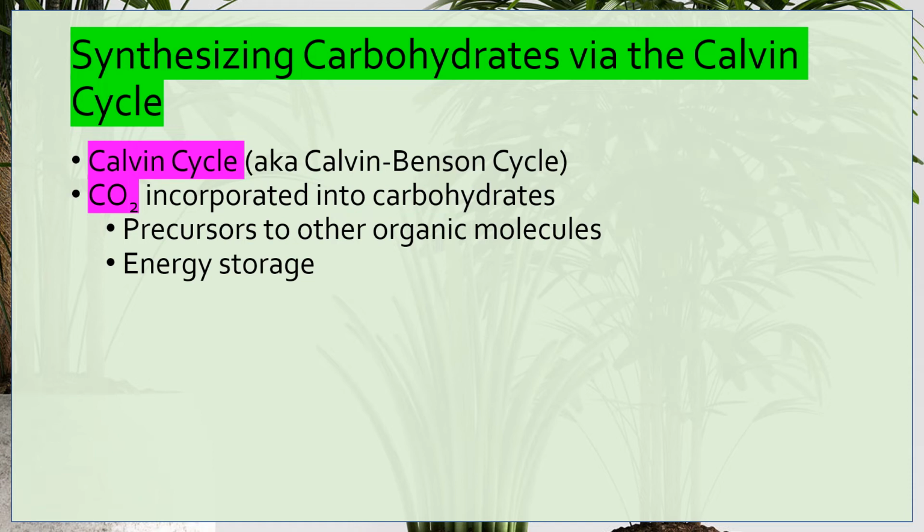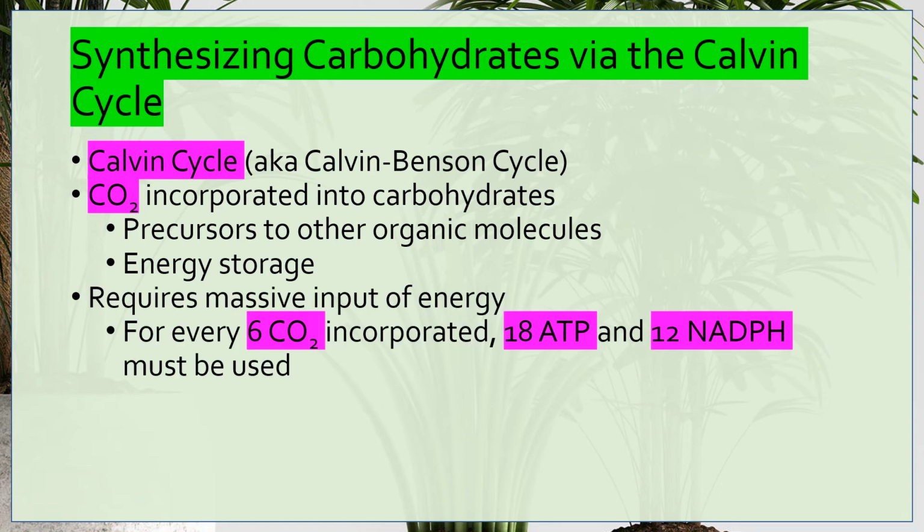Okay, so think about it. This is why we eat carrots or vegetables, because of the sugars that are in them. This is how those sugars are created and how we get the energy we need. So this requires a massive input of energy. For every 6 carbon dioxide molecules incorporated, we get 18 ATP and 12 NADPH must be used.